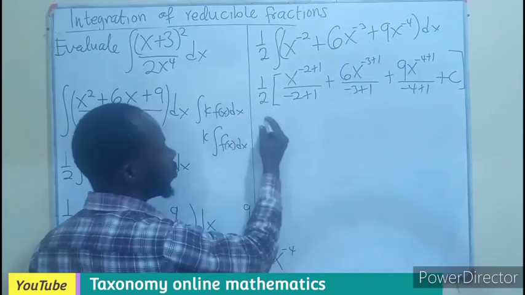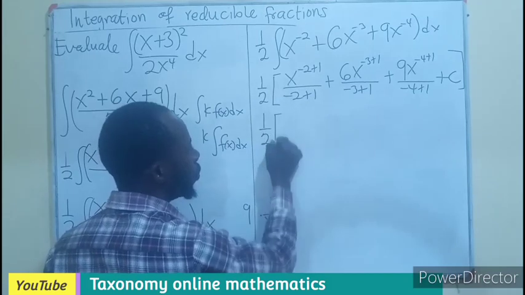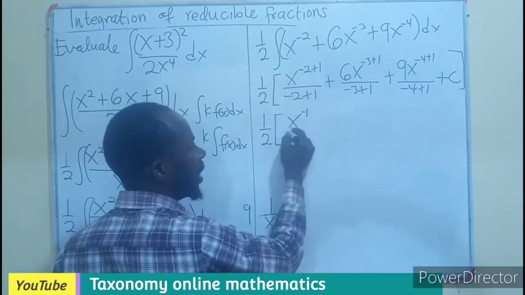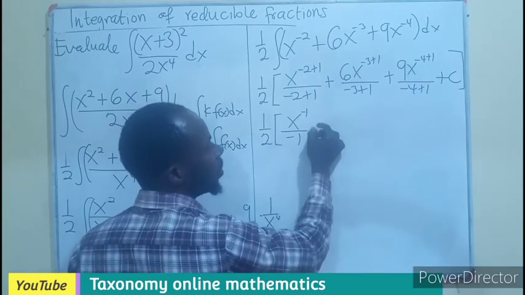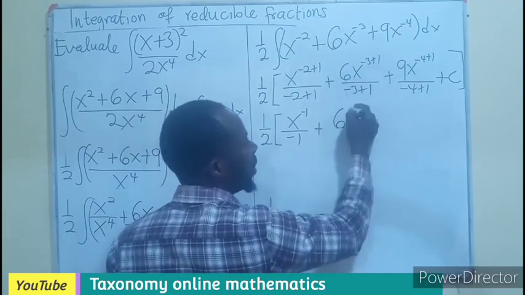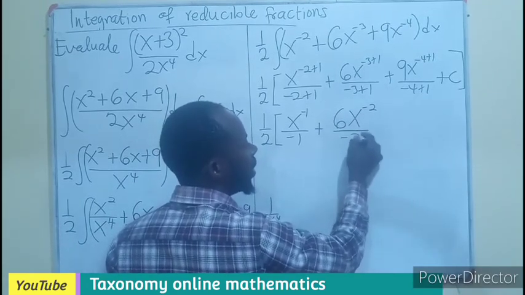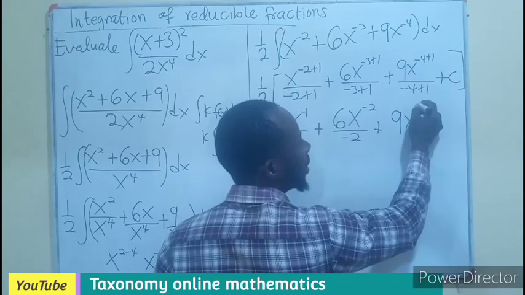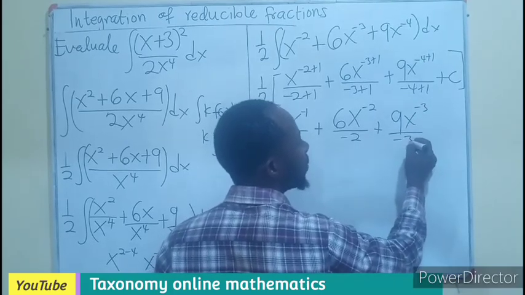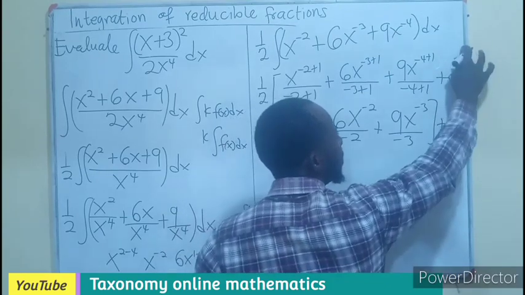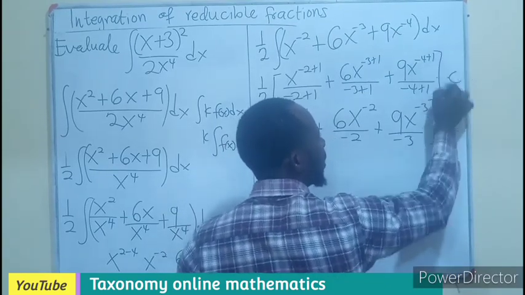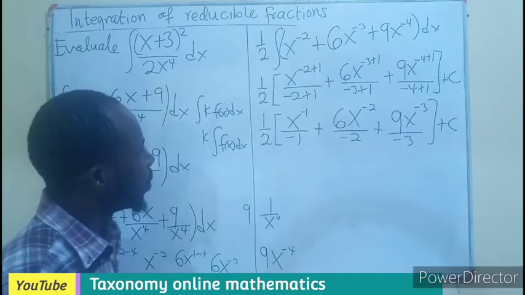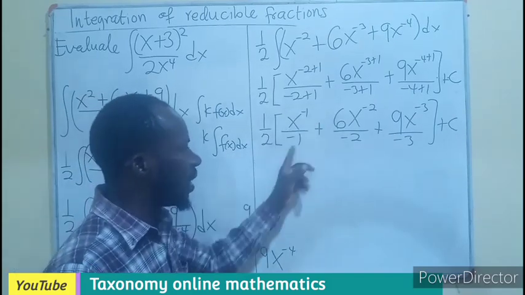So now we can see that this arithmetic can be performed. So we have 1 over 2 multiplying x to the power negative 1 over negative 1, plus 6 times x to the power negative 2 over negative 2, plus 9x to the power negative 3 over negative 3, plus C. This half is multiplying all of this before we add our constant to it.